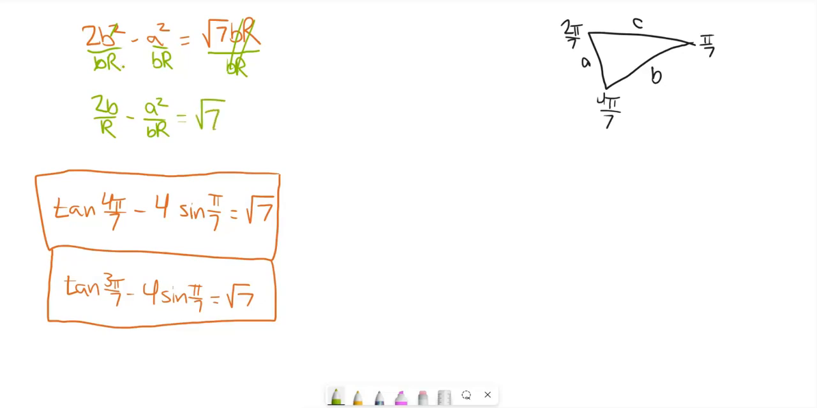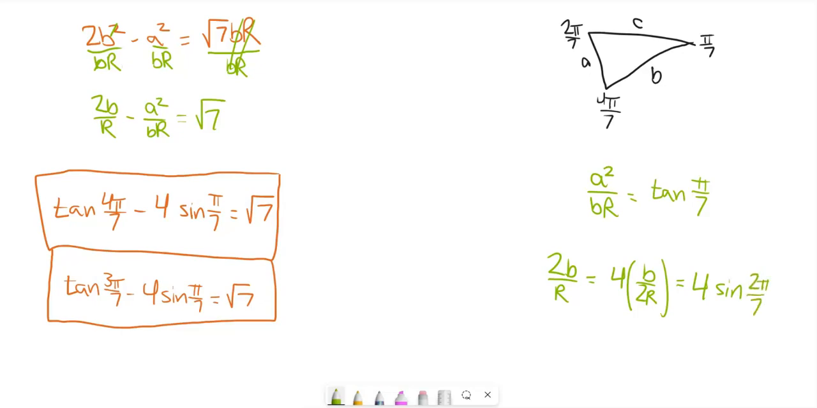Now, of course, we know that a squared over br from the last video was equivalent to the tangent of pi over 7. And if you look at 2b over r, it has a similar form to 2a over r. So what I'm going to do is factor out the 4, and then I'll get b over 2r. And of course, if you remember, b over 2r is equivalent to sine of 2 pi over 7. So it'll be 4 times sine of 2 pi over 7.